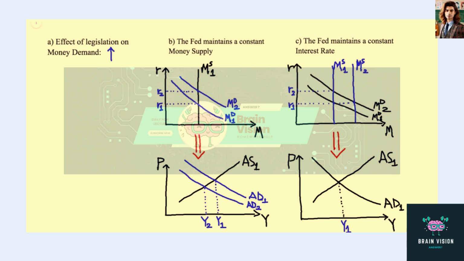So what happens in the aggregate demand curve? Well, it will be unaffected because there will be only a very, very short term deviation from the initial interest rate. The aggregate supply curve, of course, is not affected by such changes. So we are at the same level of output, Y1.